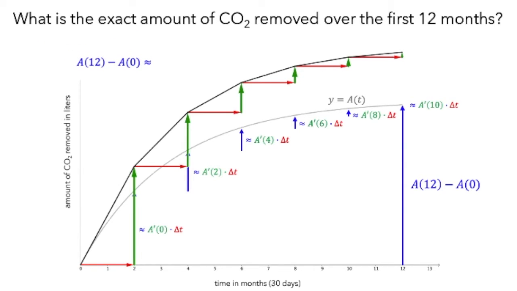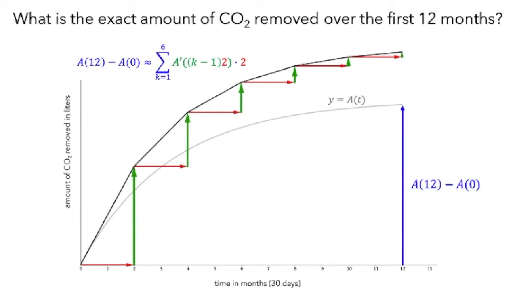We can express this sum using the summation notation like this, where delta t is equal to 2 months. So for example, when k equals 1, we have a prime of (1 minus 1) times 2, then times 2, which equals a prime of 0 times 2, which was the first term in the sum. Remember that this sum represents an approximation of the exact amount of CO2 removed by the scrubber over the first 12 months of its operation.